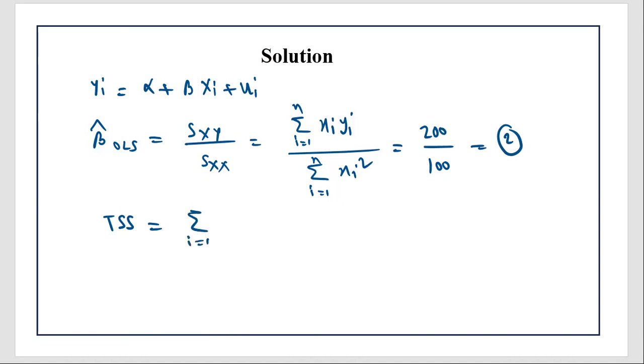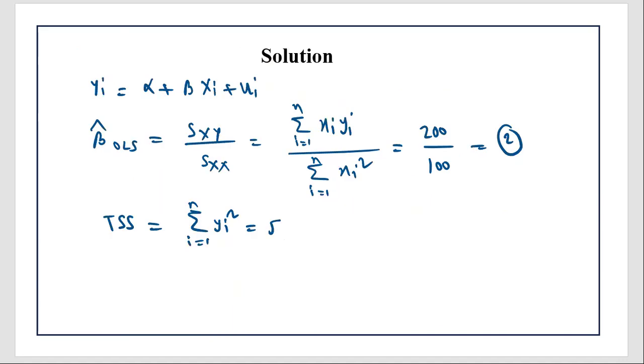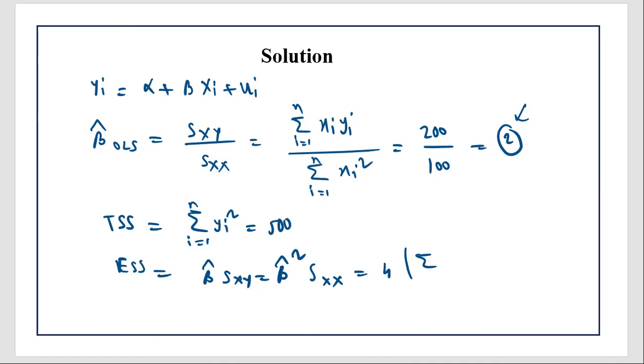TSS is simply the summation i from 1 to n of small yi square. Now what is this value? This is 500. What is ESS? It's given to you that beta cap Sxy simply equals beta cap square Sxx. Beta cap we got 2, so beta cap square will be 4. And then summation small xi square, so 4 into this value, which was given to you as 100, will come out to be 400.